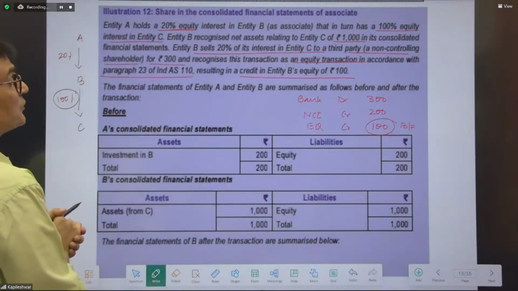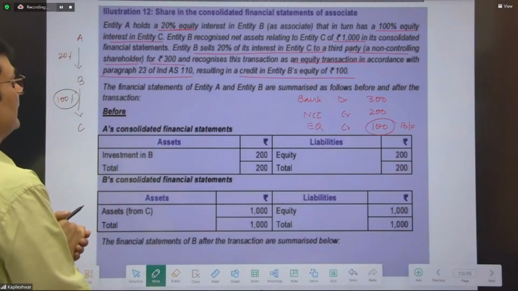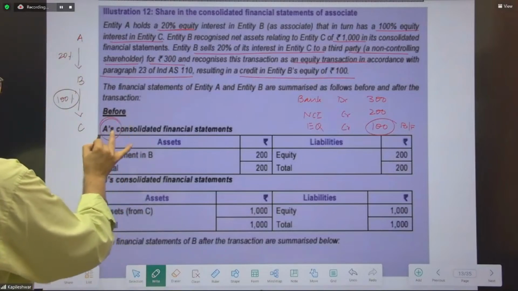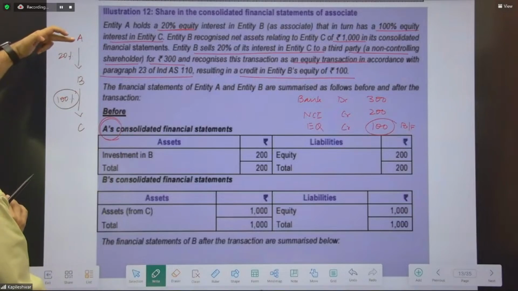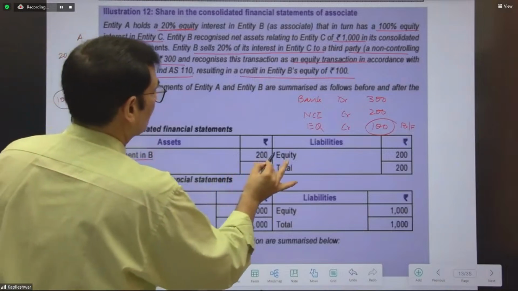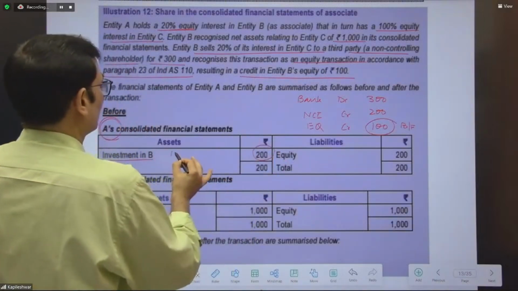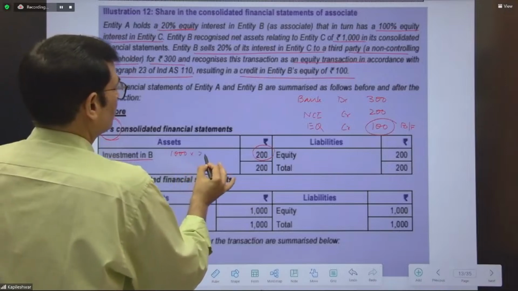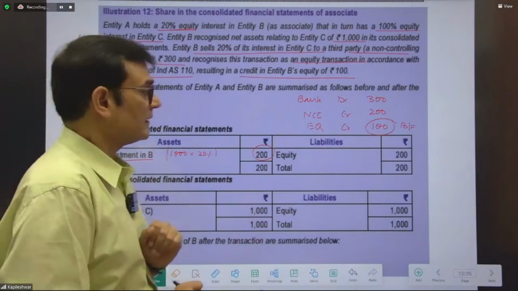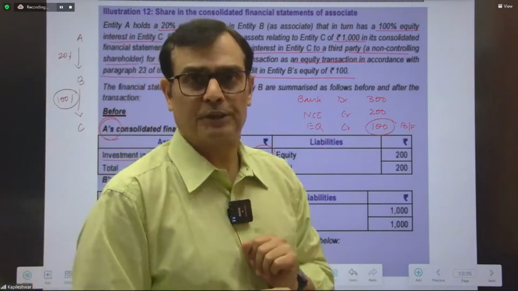The financial statements of A and B before and after the transaction are given. So let's have a look at the consolidated financials of A. A is on the top of the chain. So what A is doing, it is reflecting investment in B at 200, which is net assets of B, 1000, into 20%, that is 200. It seems that there is no goodwill at this stage.